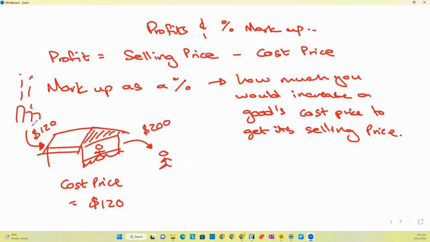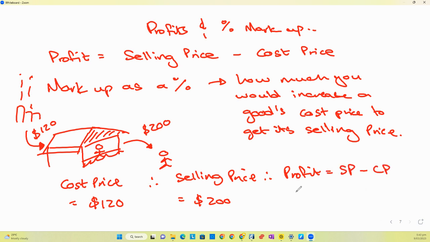The customer doesn't know how much you paid for it, right? So that's something that's not disclosed. So therefore, we know what our selling price is. Our selling price is going to be equal to $200. So the profit that you are making is going to be equal to the selling price minus the cost price. I'm going to call it SP minus CP. And that's going to be 200 minus 120, which is $80. So you take $80 in profit.